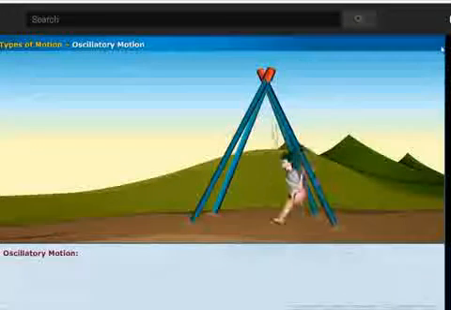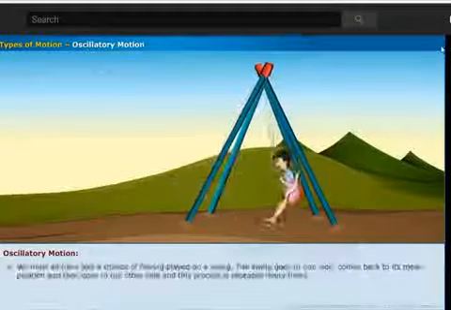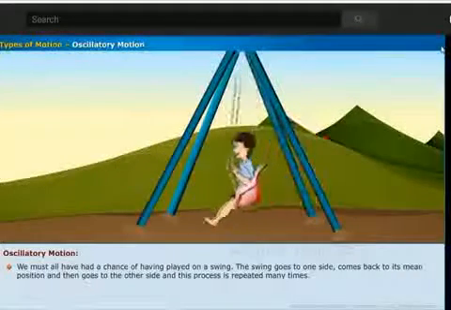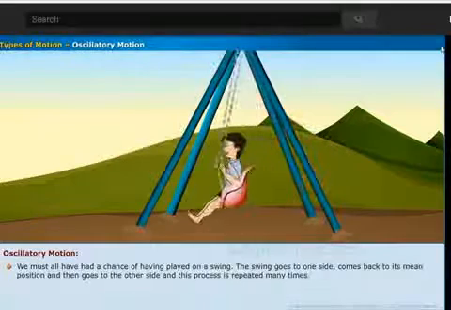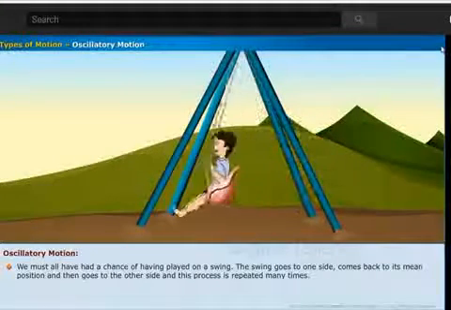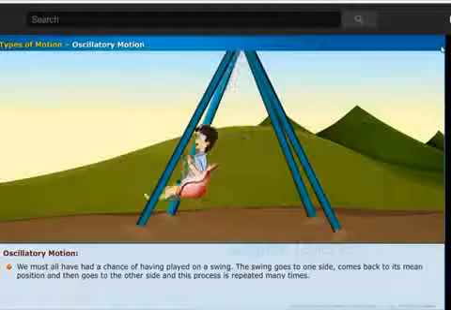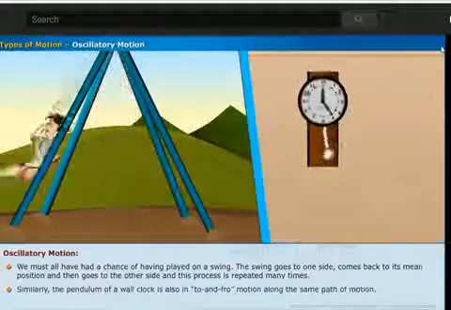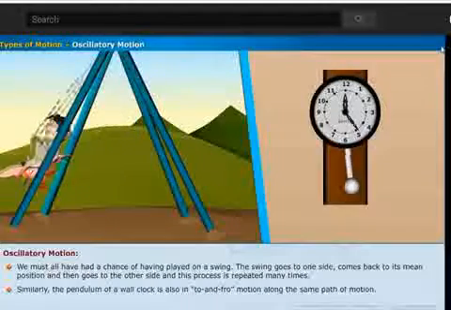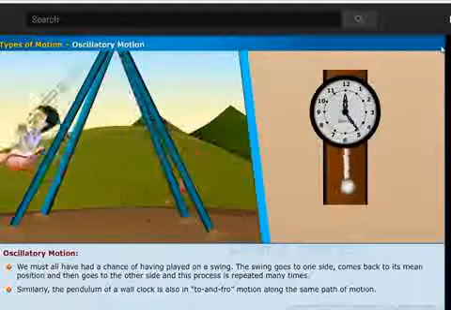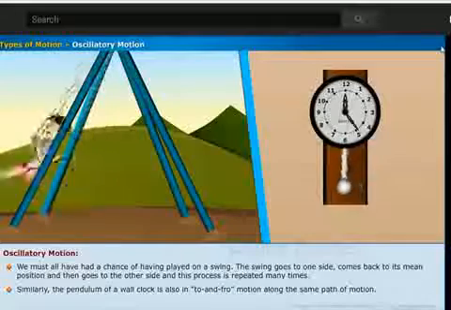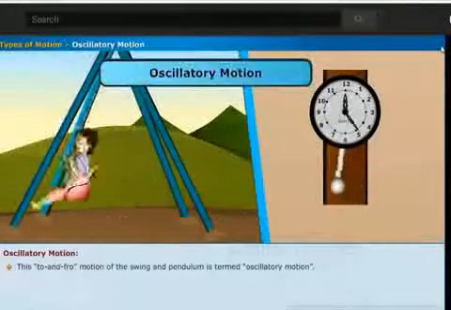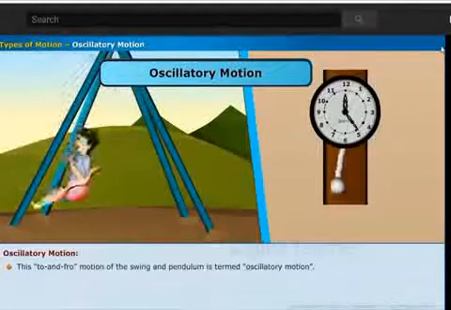Oscillatory motion. We must all have had a chance of playing on a swing. The swing goes to one side, comes back to its mean position and then goes to the other side, and this process is repeated many times. Similarly, the pendulum of the wall clock is also in to and fro motion along the same path of motion. This to and fro motion of the swing and pendulum is termed oscillatory motion.